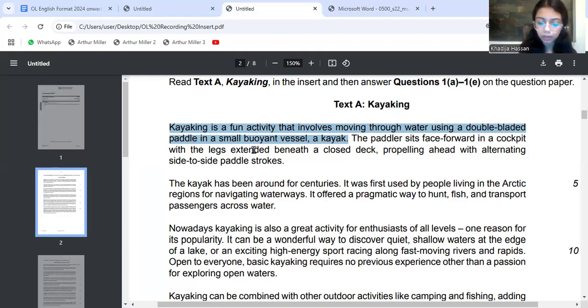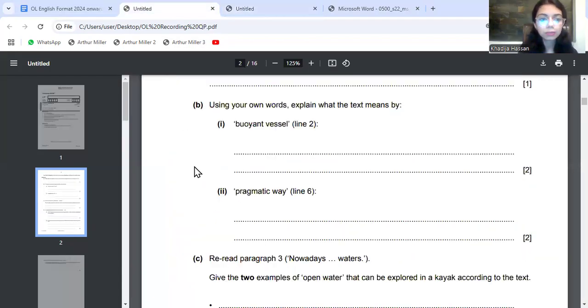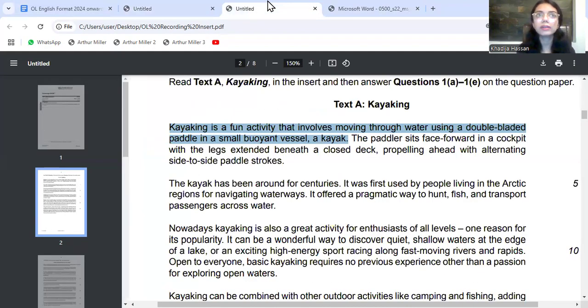So, for example, if you know the meaning of buoyant and vessel, you're not just going to directly write it here. You will first see how it has been utilized in the text because a word can have several meanings. One word can be used in different contexts. So you have to make sure that the synonym that you're writing or the paraphrasing you're doing is in context to the insert. Everything you're doing has to be in context, right?